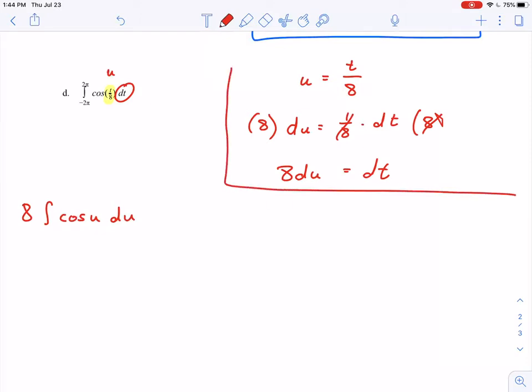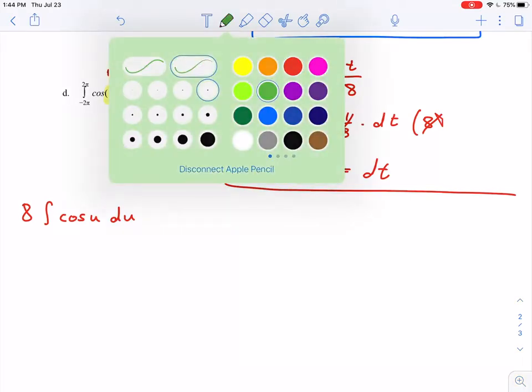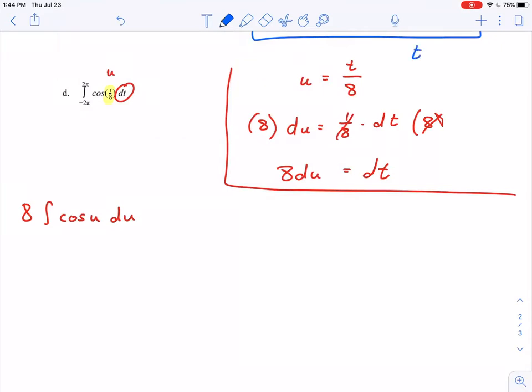And then remember, it's up to you if you want to change your limits of integration or not. I'm a big fan of changing your limits of integration, so I'm going to go ahead and do that. Oops, I didn't leave myself a lot of room here, did I? So when t equals, we'll start with 2 pi, u is equal to 2 pi over 8. This is equal to pi over 4. So my new upper limit of integration is pi over 4.